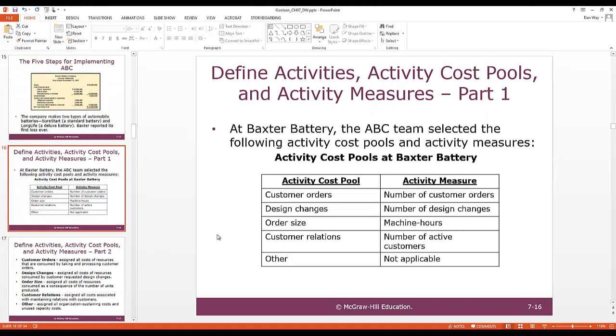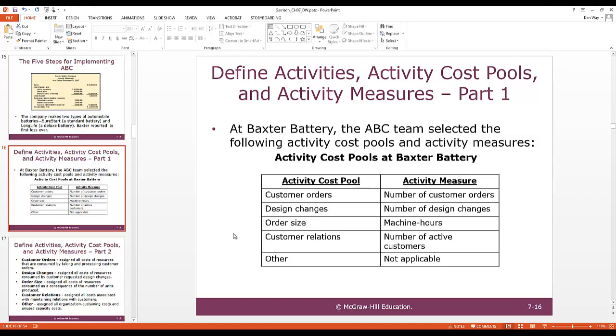So to come up with the necessary components of an activity-based costing system, we first want to select activity cost pools and activity measures. So we want to say what things are driving each individual cost within our costing system. How can we pool these things together in a meaningful fashion, the way they interrelate in the production process, and what's a good measure of what's driving those costs.